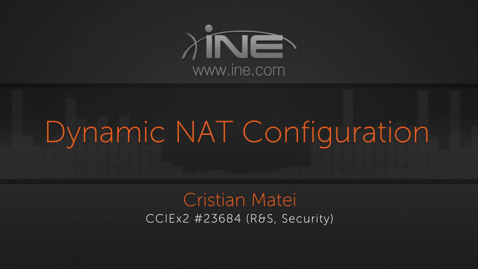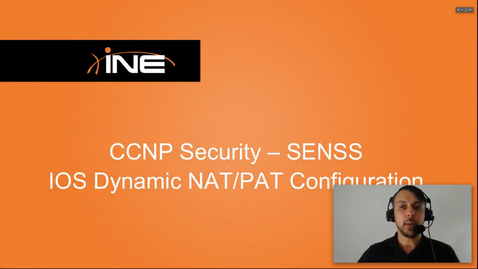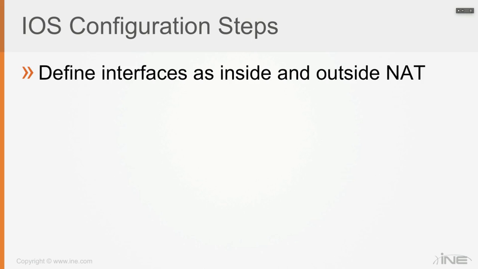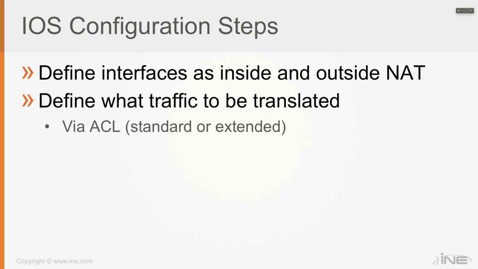Next, we're going to configure Dynamic NAT and Dynamic PAT. The configuration steps are: you define the interfaces, likewise as inside and outside NAT. We have done that already. Then you define what traffic is to be translated via an access list. Because with Dynamic NAT and Dynamic PAT in general, you're going to translate your inside hosts, pretty much all of them, into one or fewer IP addresses to get internet access.